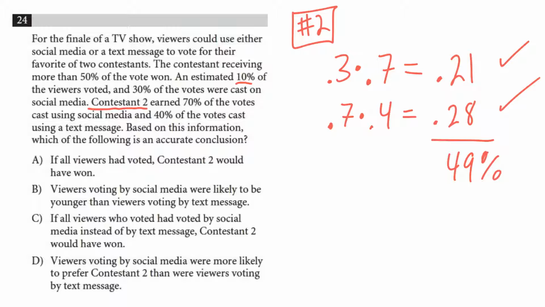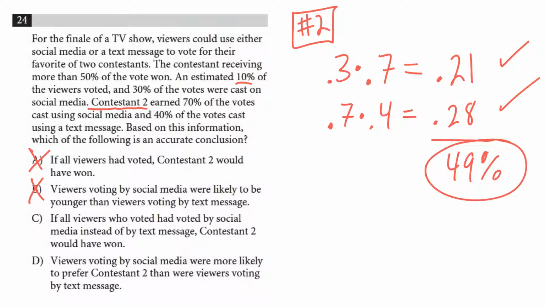So let's look at the answers. A, if all viewers had voted, contestant 2 would have won. No, we just said that it doesn't matter how many voted. For contestant 2, they got 49% of the votes of the people who had voted. B, viewers voting by social media were likely to be younger than viewers voting by text message. Can't really tell that at all. That information was not given.